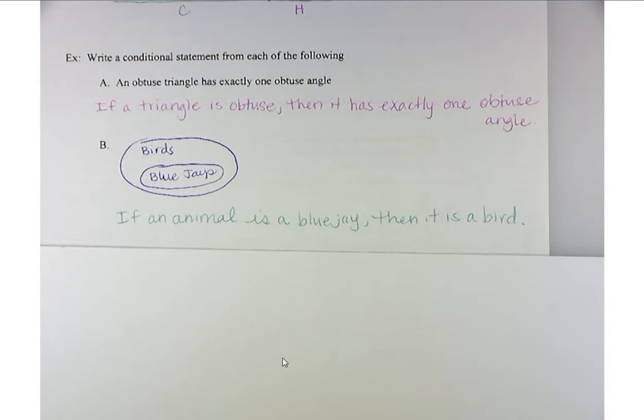Before, see how I said if a triangle, because we were talking about triangles? Now we're talking about animals. So if an animal is a blue jay, then it is a bird. And isn't that true? If it's a blue jay, isn't it a bird? If we paint a blue jay, is it still a bird? Yes, it can fly.